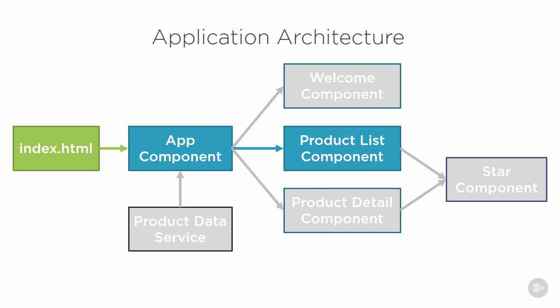So in this module, we've completed the product list component. Yay! Next up, we'll see how to build nested components and build this star component.